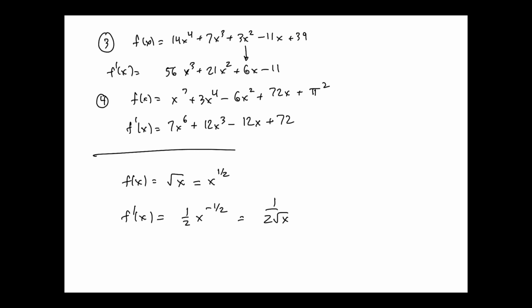Okay. So the power rule will work. What was the other one that we did? 1 over x. How would I write that with an exponent? x to the minus 1. What's the derivative? Negative x to the minus 2. Is that what we got before? Yep. Great. Okay. So the power rule works even if the exponent is not a whole number.